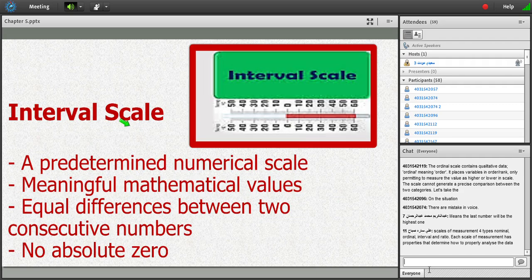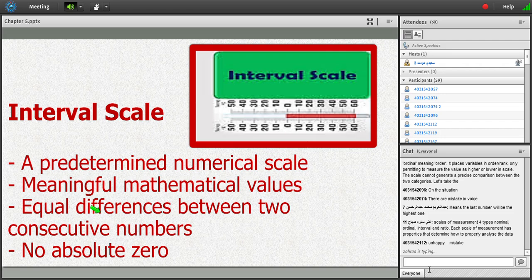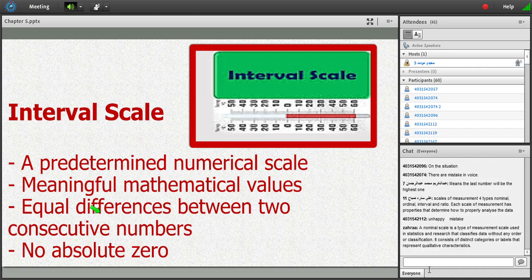The third scale is interval. Interval means that we have a predetermined numerical scale. It means that the values are meaningful and we have equal differences. Look, this is an example of interval scale. It shows the temperature. We have an interval of 10. Between 0 and 10, we have 1, 2, 3, 4 and so on. Between 10 and 20, we have 10. Between 20 and 30, we have 10 again.